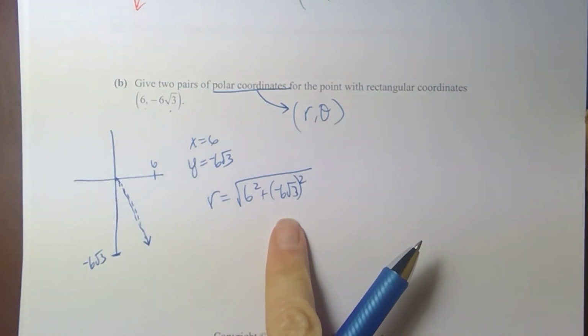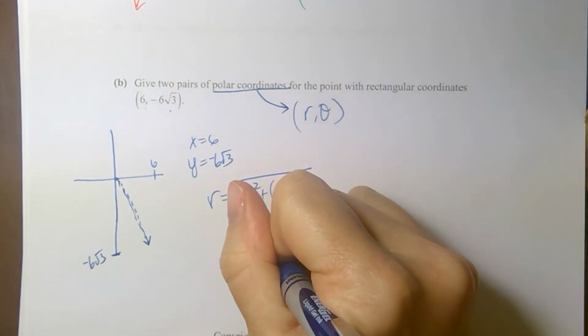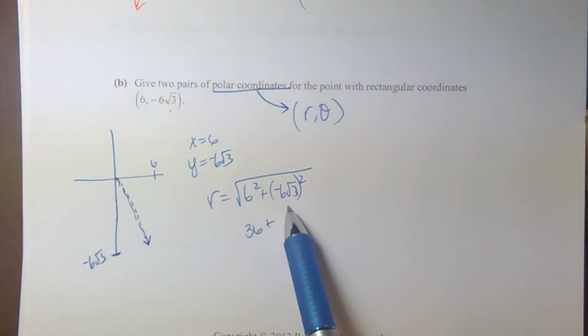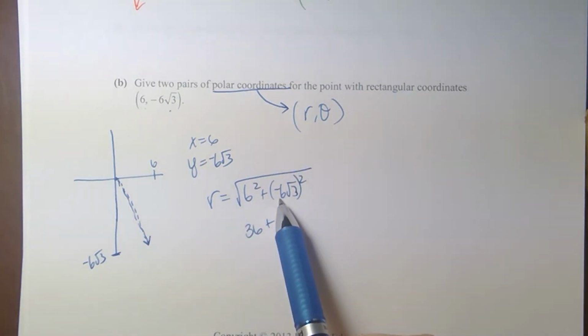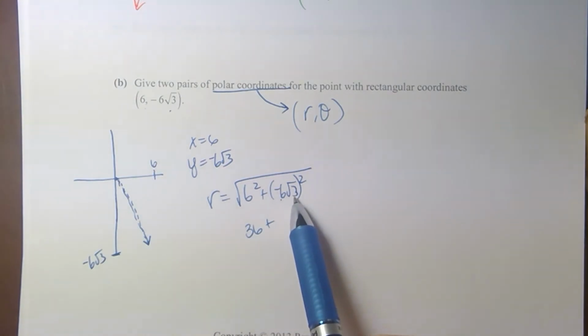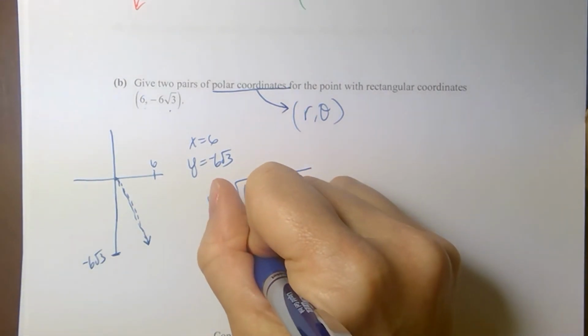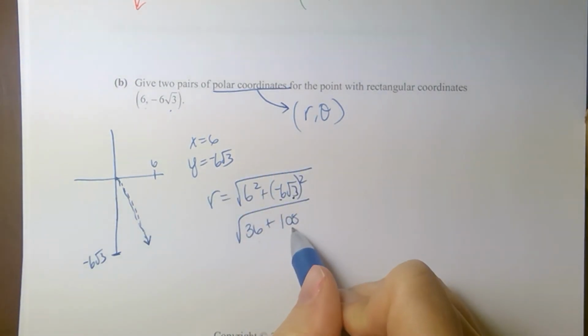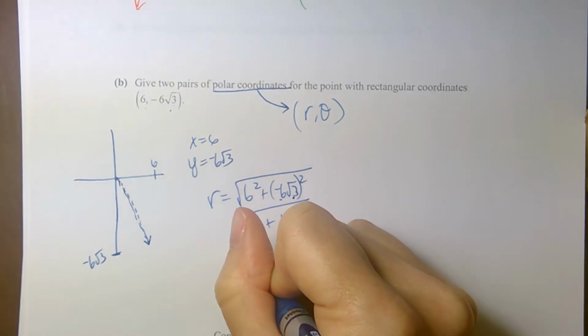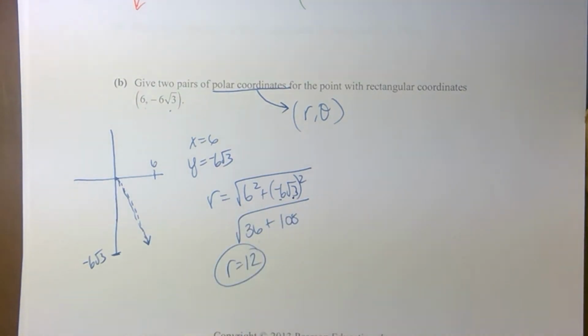Let's think about how we square this. When I square this, well, 6 squared is 36, that's easy. But when I square this, I do negative 6 times negative 6 is 36. And then square root 3 times itself is 3. So I have 36 times 3, which is 108, which is 144, and r is 12.